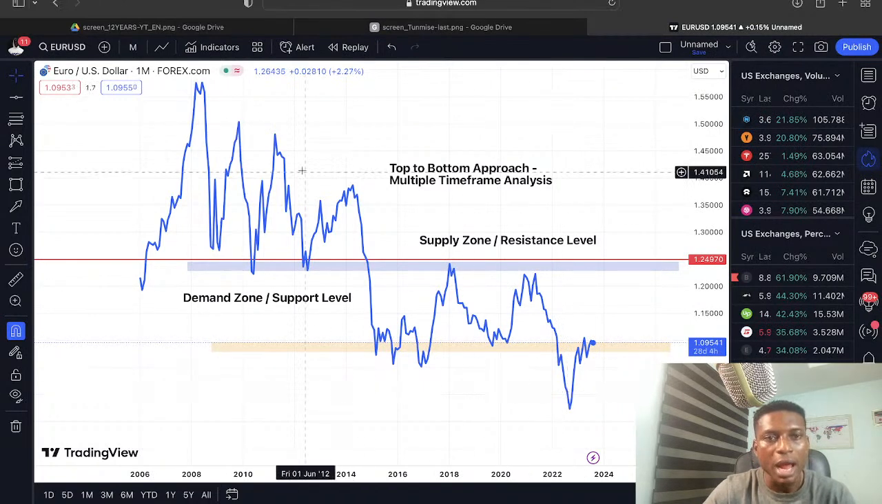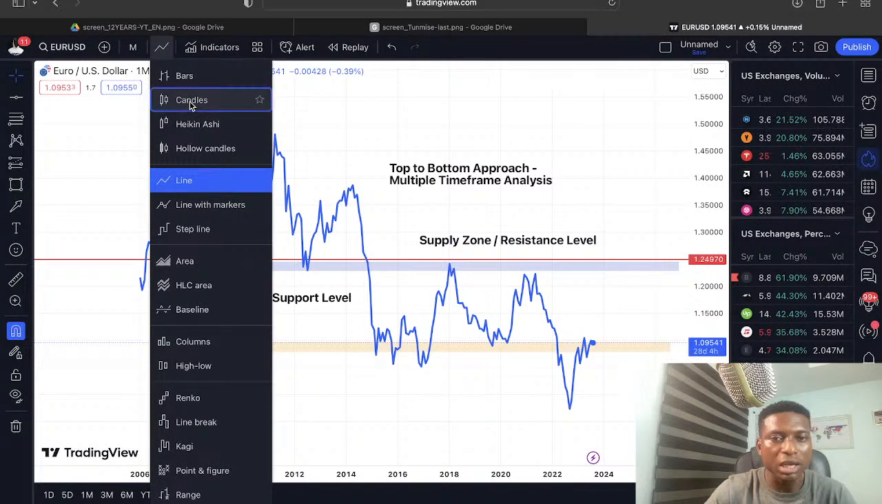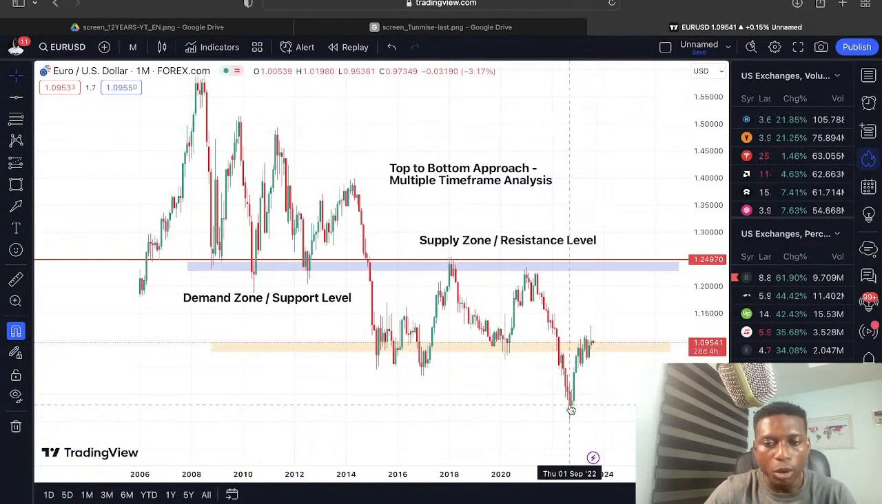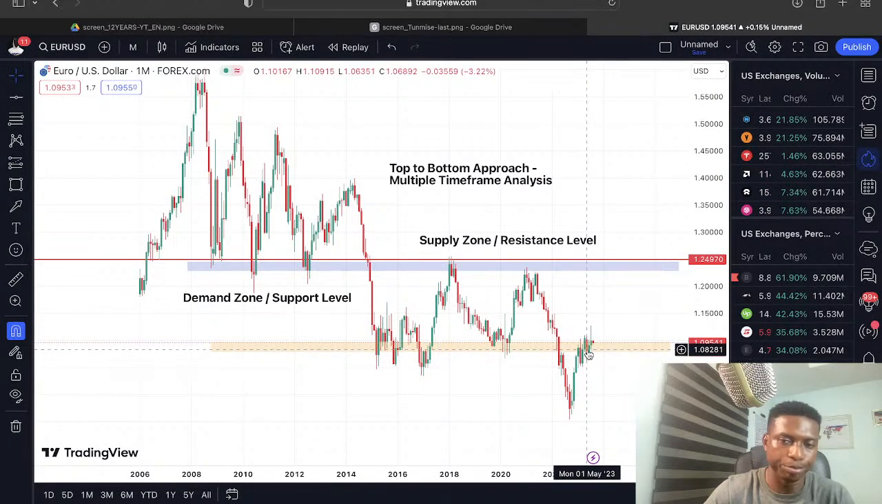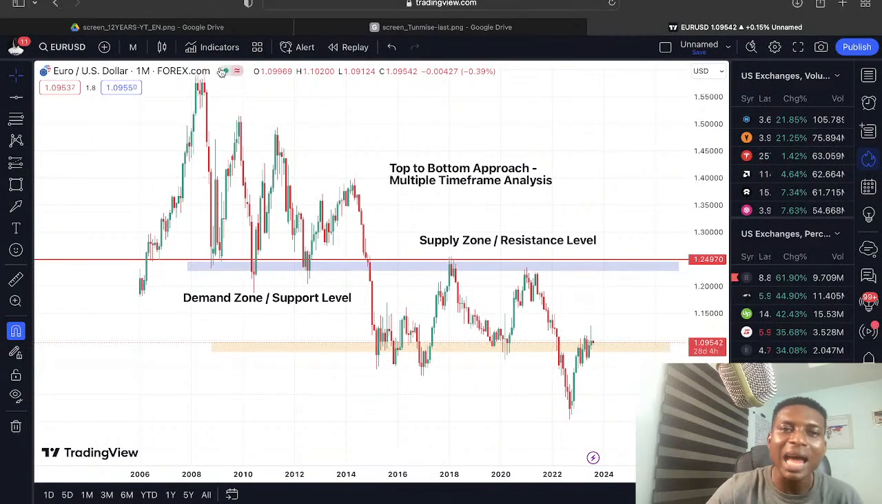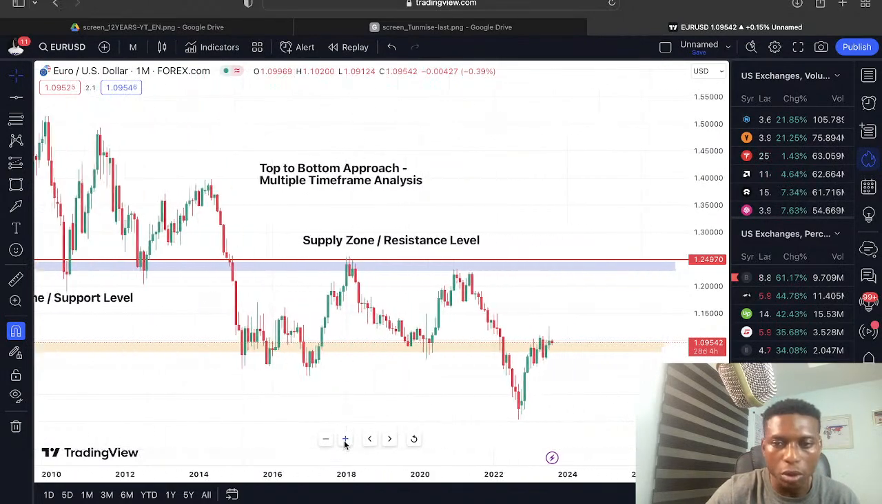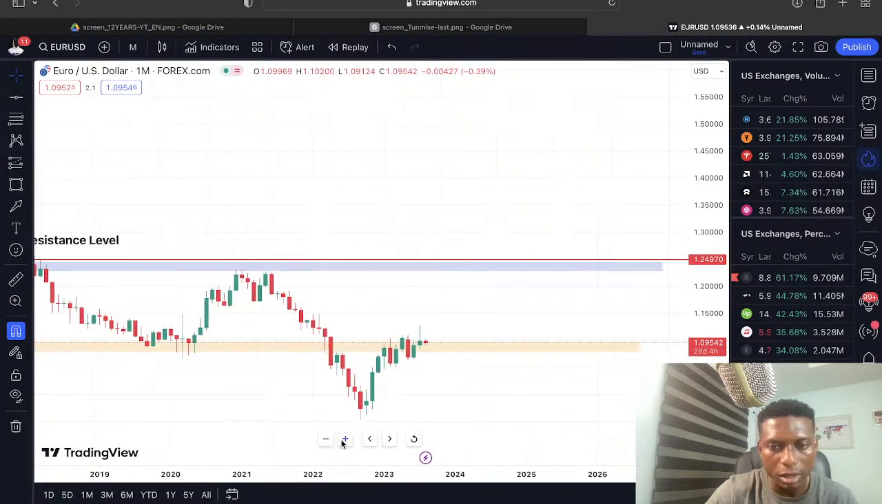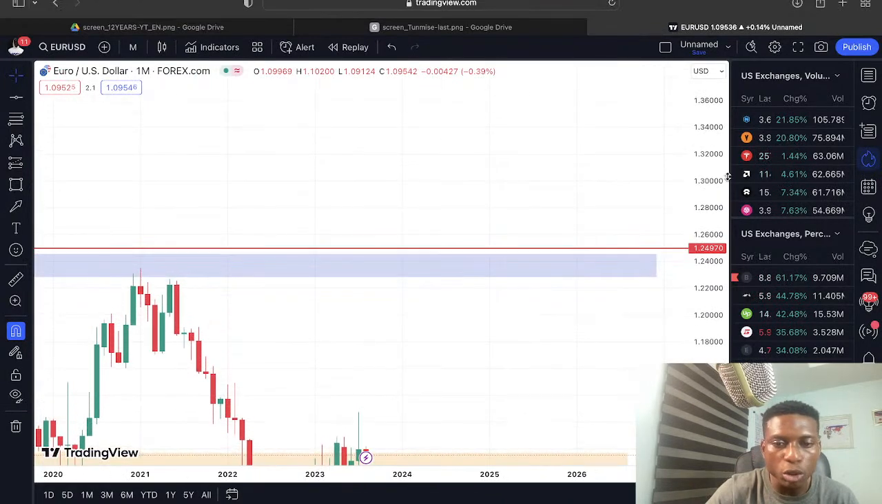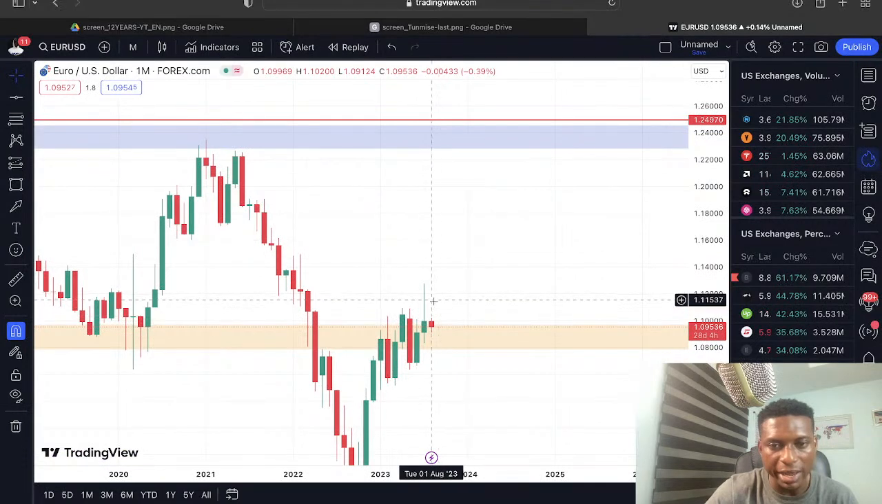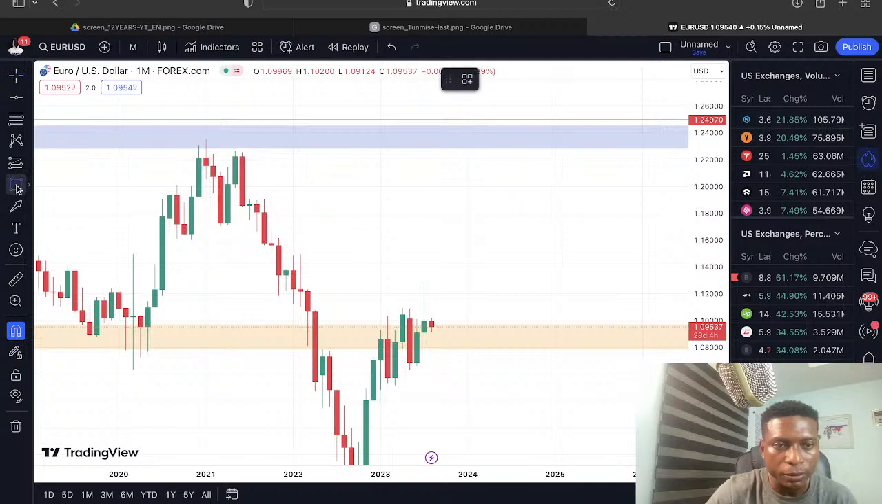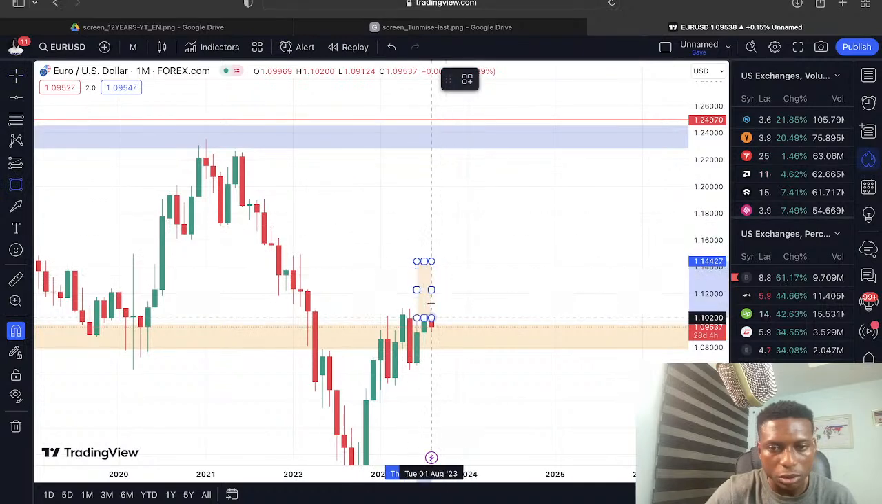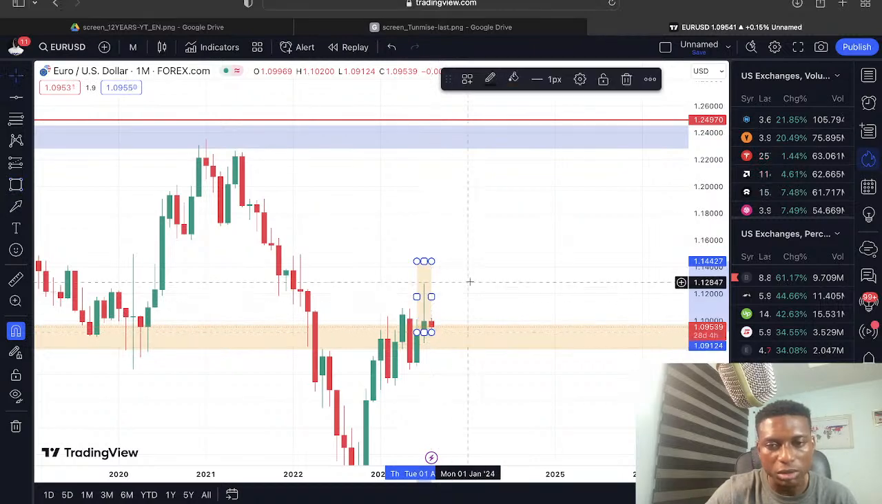Now let's go back to the candle chart. After some months, price started pulling up until this level. Now look at the last month candle on euro USD. What can you see here? What do we call this candle? Let me put it in a box.